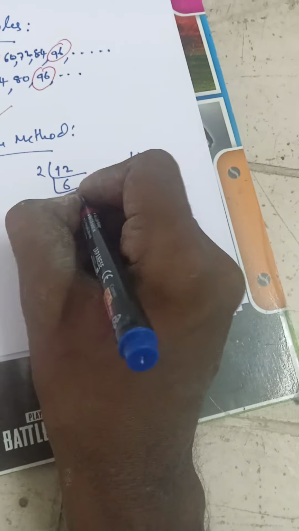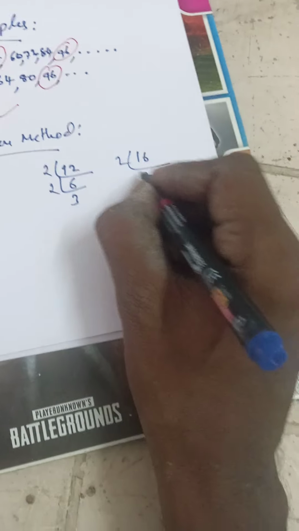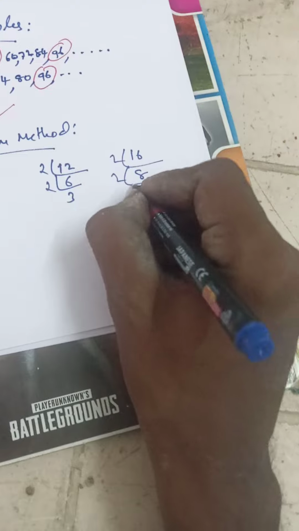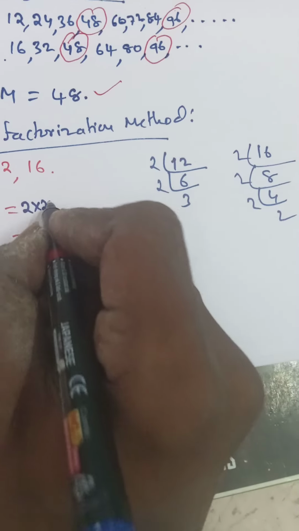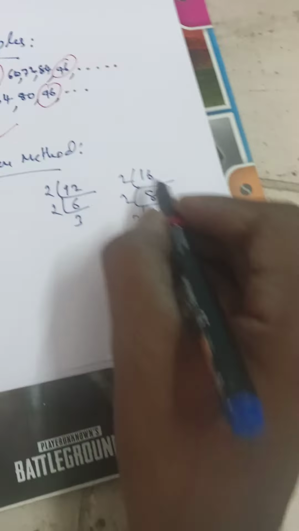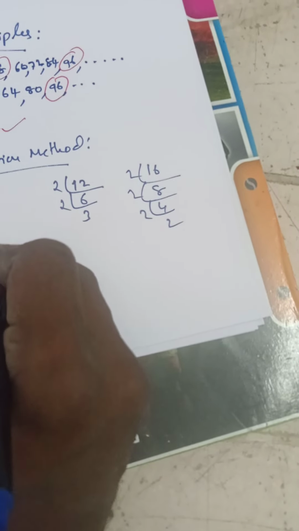2 sixes are 12, and 2 threes are 6 will come. And by the 2 table, if you divide 16, 2 eights, and 2 fours, 2 twos. So you know very well this division process, and I am writing all the prime factors. 2 into 2 into 3 for the 12, and for 16 it is 2 into 2 into 2 into 2.